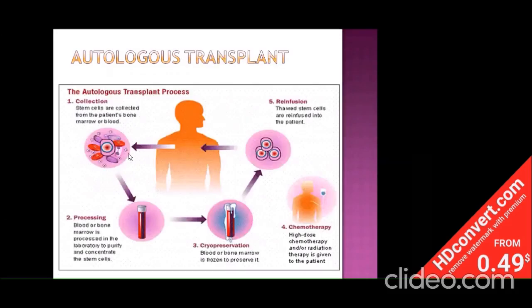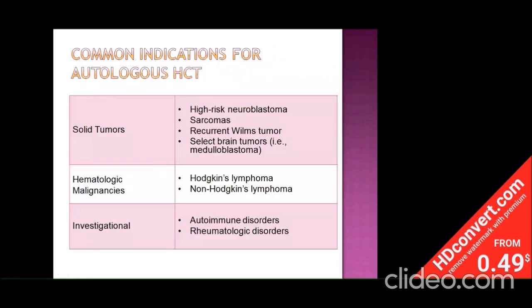This is the image of autologous transplant. First, bone marrow collection and processing happen. We cryopreserve that marrow, the patient receives a high dose of chemotherapy, and again the patient receives their own bone marrow, and it starts to engraft. This is called an autologous transplant. Common indications for autologous transplants are solid tumors, hematological malignancy, and investigational uses. High-risk neuroblastoma, sarcoma, recurrent Wilms tumor, and brain tumors come under solid tumors. Hematological includes Hodgkin's disease and non-Hodgkin's lymphoma, along with autoimmune and rheumatological disorders. These are all the indications for autologous transplants.